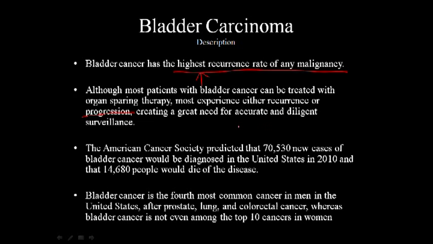And this creates a need for accurate and diligent surveillance. The American Cancer Society predicted that 70,530 new cases of bladder carcinoma would be diagnosed in the United States in 2010, and that 14,000 people would die from the disease. So we're not really given whether these 14,000 people are going to come from that 70,000, but either way, if that's the case, then there's a pretty high majority of patients that are actually going to die from bladder cancer simply that have been diagnosed.